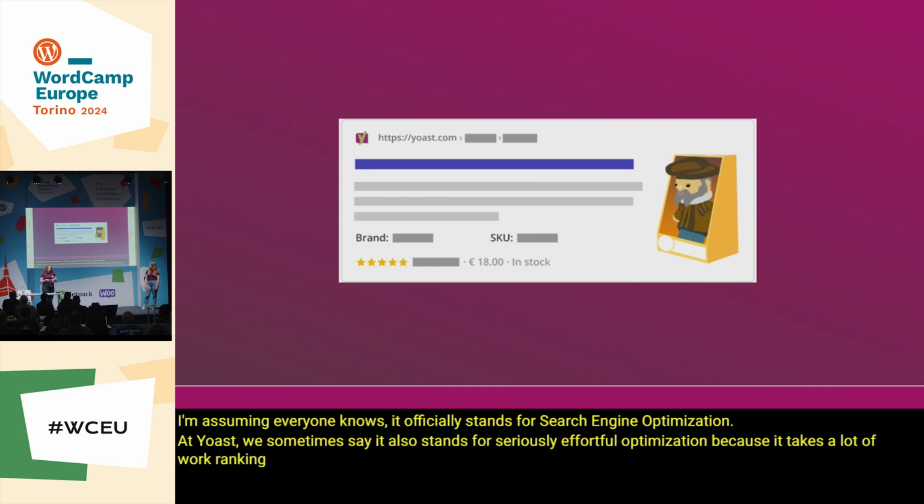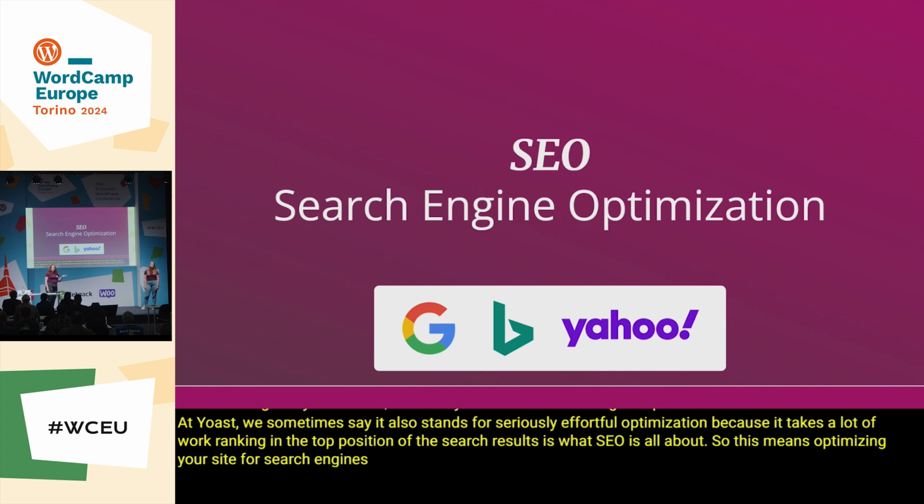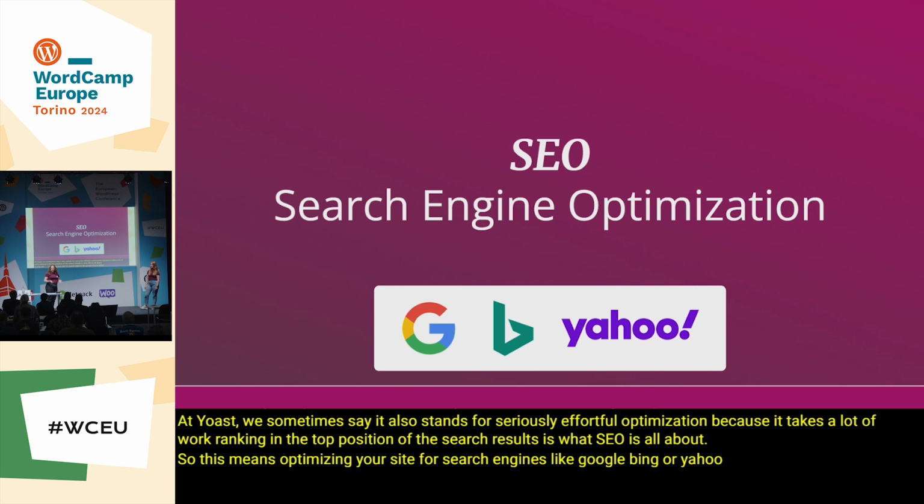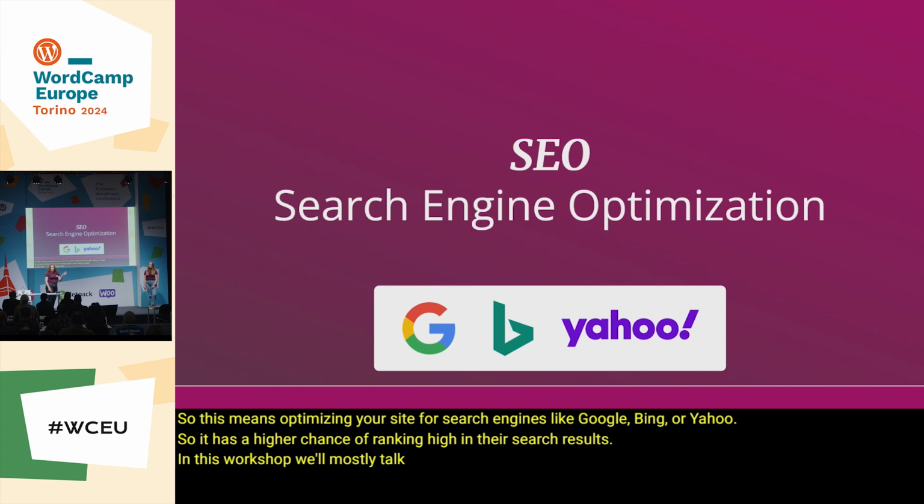Ranking in the top position of the search results is what SEO is all about. So this means optimizing your site for search engines like Google, Bing, or Yahoo, so it has a higher chance of ranking high in their search results. In this workshop, we'll mostly talk about Google, but essentially we mean all the search engines, because they're quite similar in how they work.